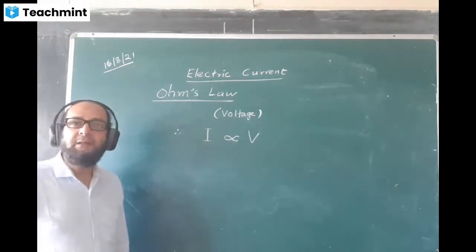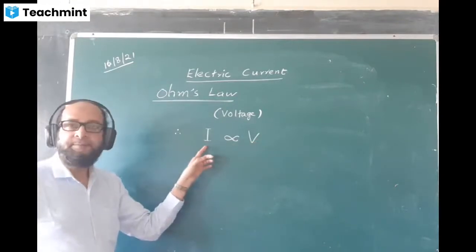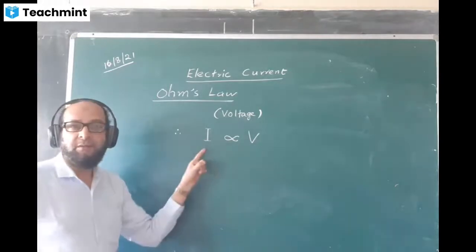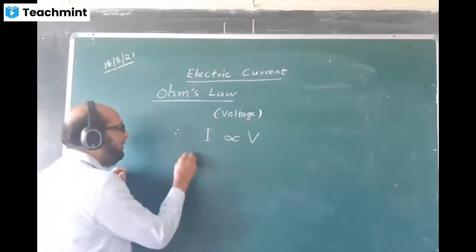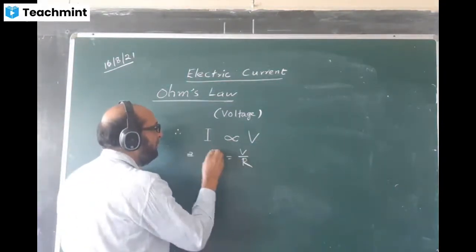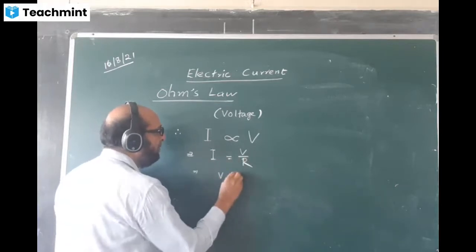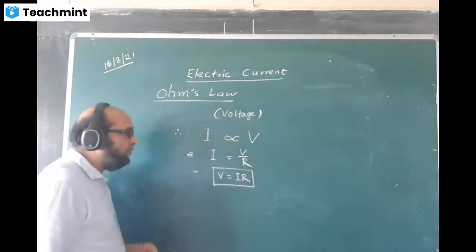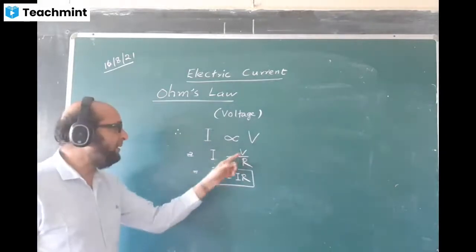What is the meaning of this? More the voltage, more the current. Less the voltage, less the current. When you increase voltage, current will increase. When you decrease voltage, current will decrease. No voltage, no current. We continue further: I equals V by R, where 1 by R is constant, therefore V will become IR. This is the mathematical form of Ohm's law, V equal to IR, or I equal to V by R.